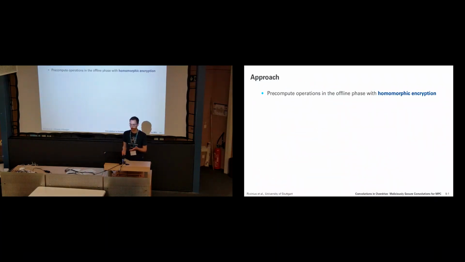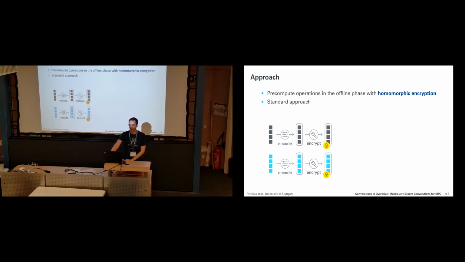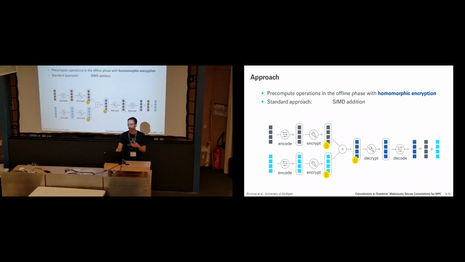So how do we approach this? As I said before, we want to pre-compute the convolutions in an offline phase with homomorphic encryption. So the standard scalar approach would start something like this. You sample a random vector, encode it in a way that it can be encrypted. Do the same for another vector. And then you can use the homomorphic encryption, for example, to add them up to get something that you can decrypt and decode to get the sum of your two input vectors.